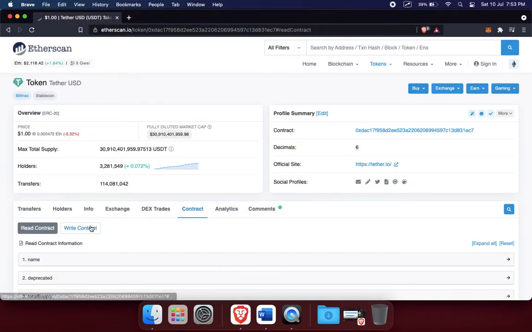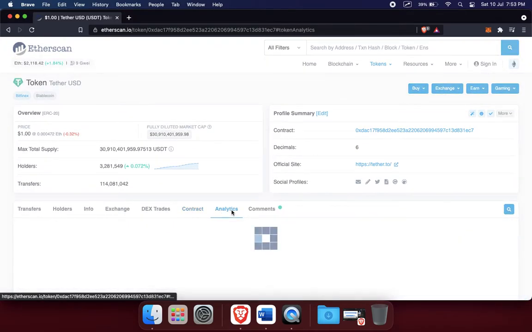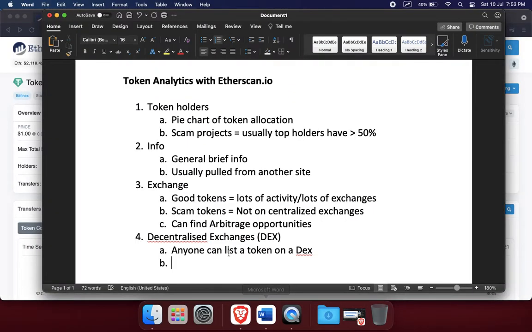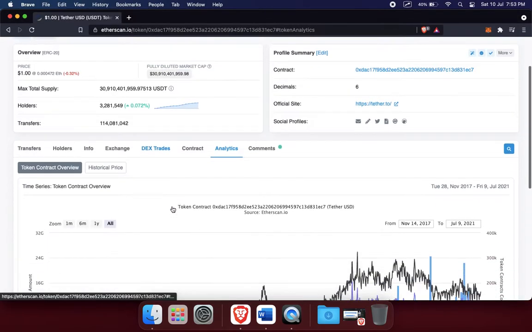What else can you do? Write. I'm not so familiar with writing to the contract, so I'm not going to be showing you that. Maybe in a future video. Analytics. What can we look at in terms of analytics? Oh, before I forget, you can check the balance of any address. You can also rewrite. I'm not so familiar with contracts yet.